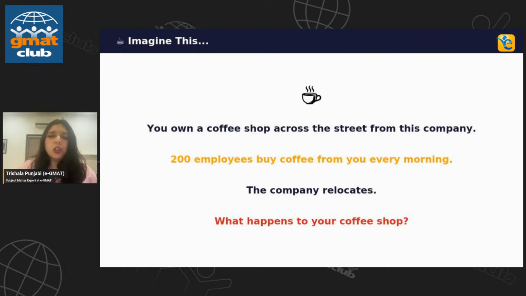You own a coffee shop across the street from this company which is getting relocated. And the reason you started this coffee shop is because you're like, okay, this big company is starting, there's going to be many, many employees here. I'm going to get a lot of business out of it. And 200 employees buy coffee from you every morning. That is basically your bread and butter. And then this company relocates. What happens to your coffee shop? Tell me, what happens to your coffee shop?